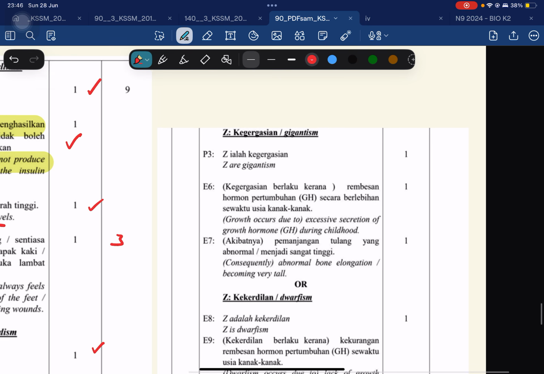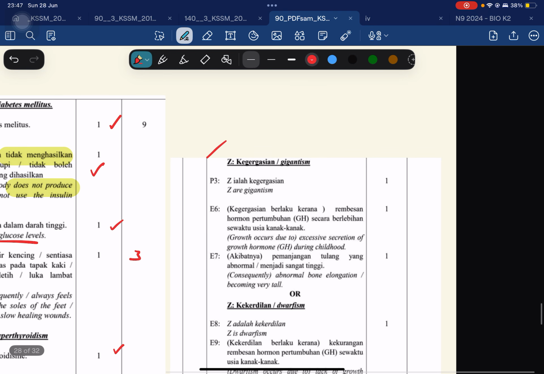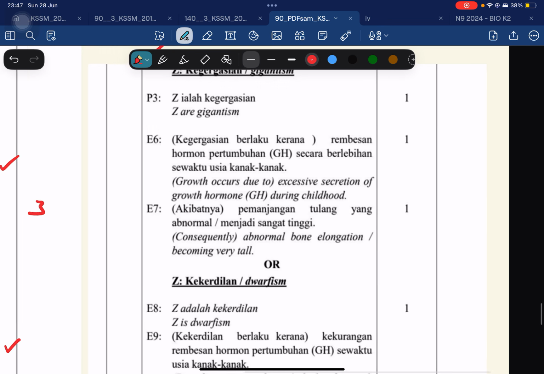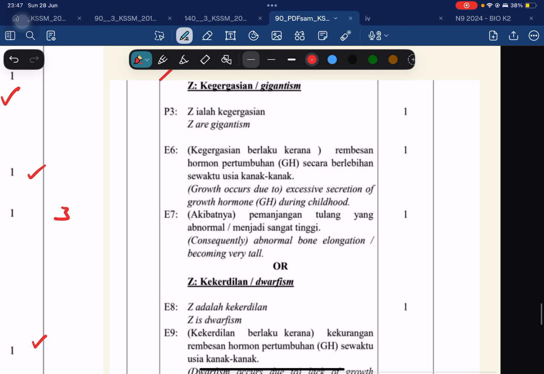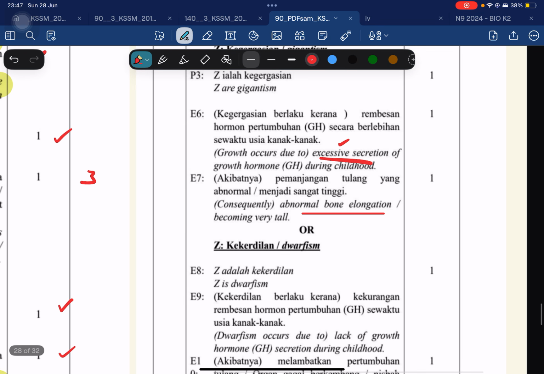Okay, this is also the same case. So for the question just now, we can assume whether it's adult or kids. If I assume that both are kids, the problem occurs in the growth, which has a higher weight, higher height. So they are gigantism. If I assume that both are kids. So this occurs because of the excessive secretion of the growth hormone. And also it will cause abnormal bone elongation, like what I've mentioned just now. But there's one more point given here, which is becoming very tall.